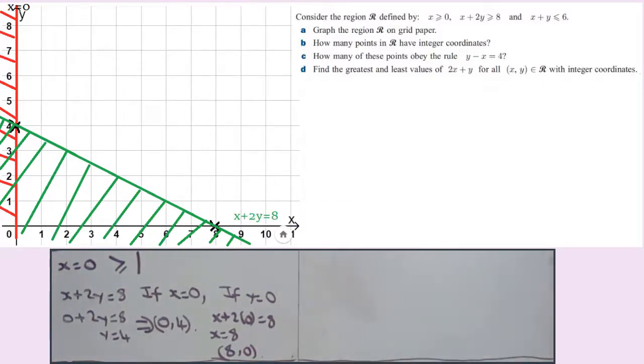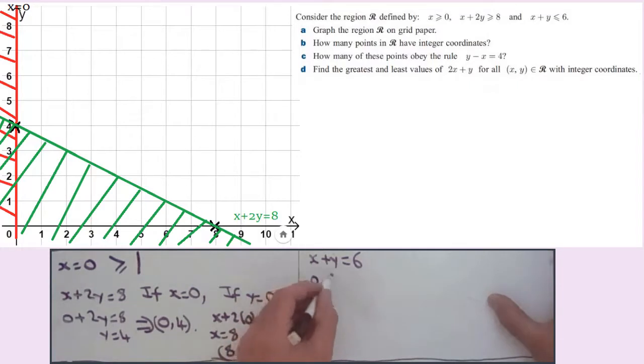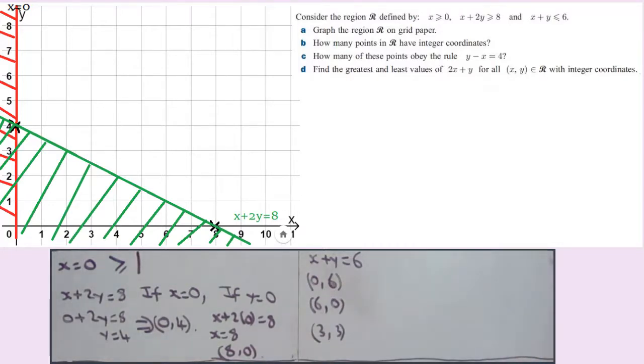Okay, so for x plus y is less than or equal to 6, we need to draw x plus y equals 6. And you're just looking for pairs of values that add up to make 6. So if x was 0, y would be 6. If y was 0, x would be 6. And you could even say 3 and 3 as well, 2 and 4, 1 and 5, and so on. But 0, 6 and 6, 0 are probably the best two. Firstly, because it's probably the easiest. Secondly, because looking at the axes, it will cover the whole thing.